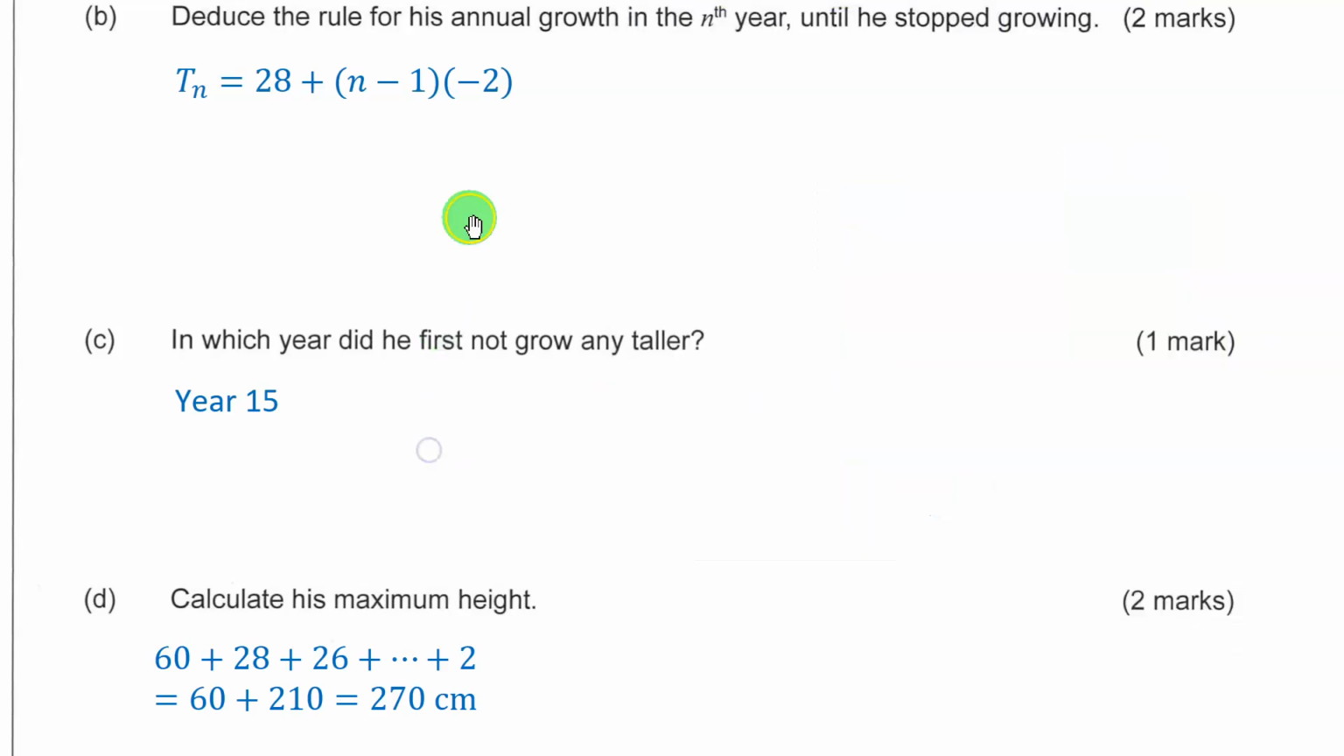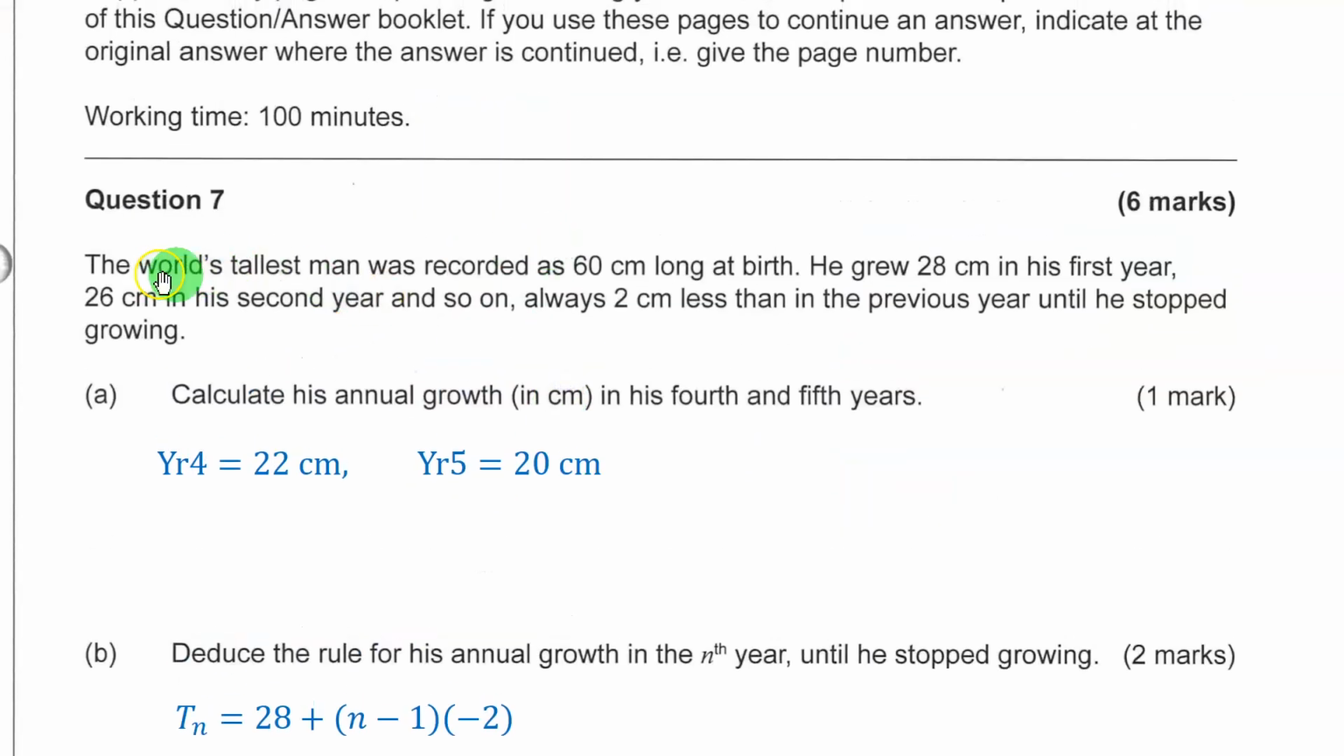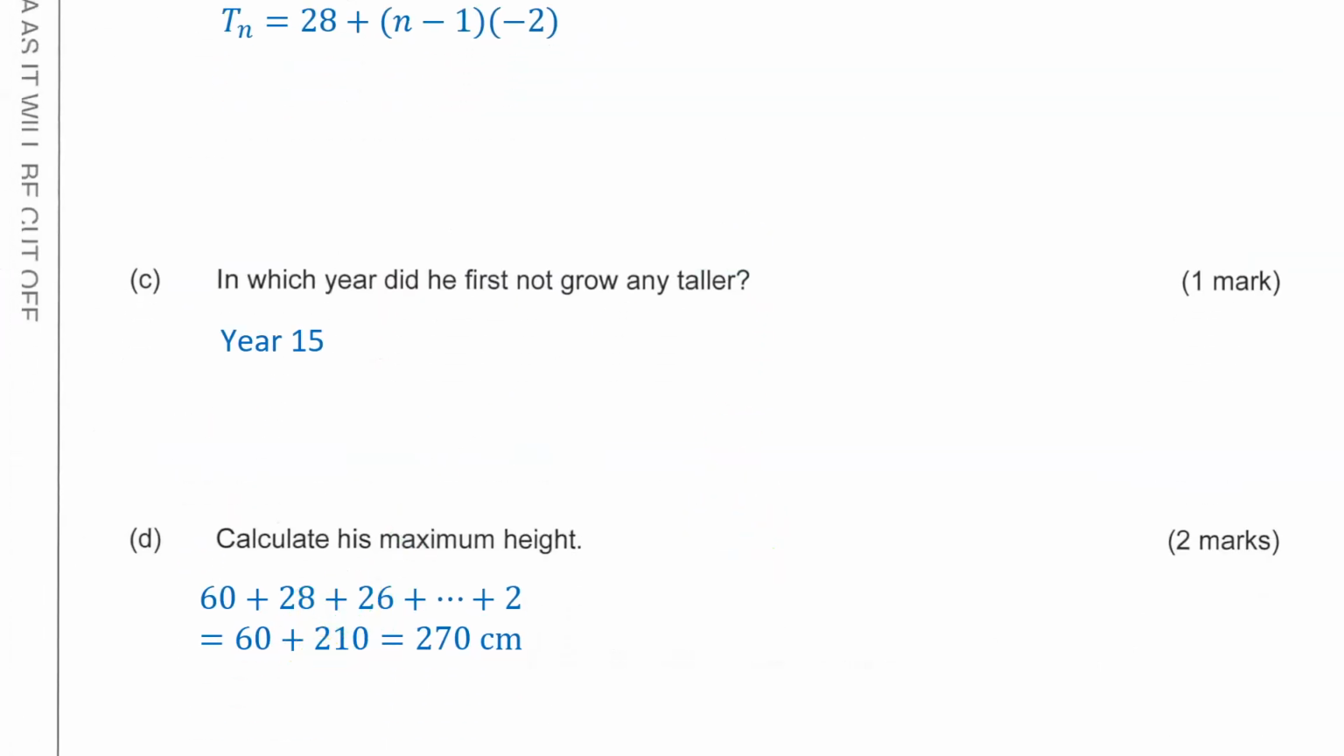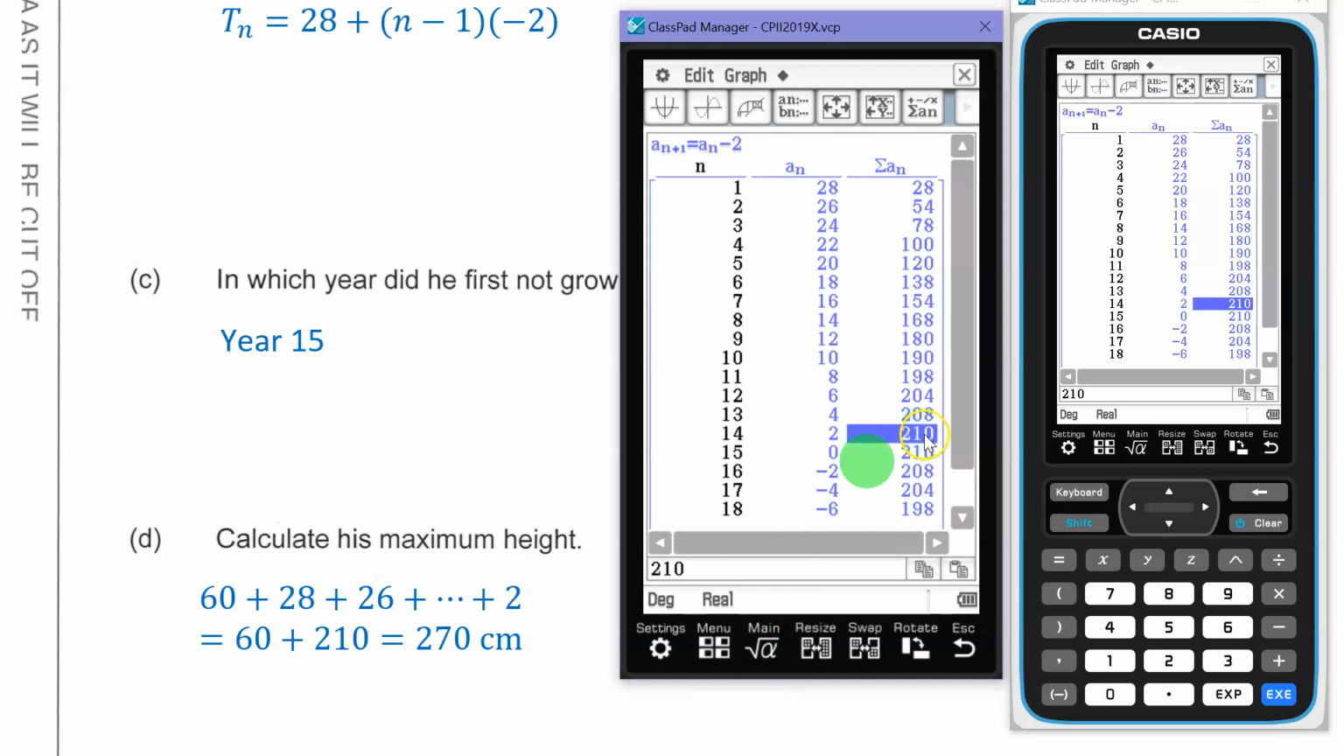And then we mustn't forget that I think the story began that he was already 60 long at birth. So he's grown a total of 210. Where was my calculator? There it is. 210 centimeters. But he started off at 60 before he did all that growing. So his maximum height must be 270 centimeters. And that's question 7 dealt to.